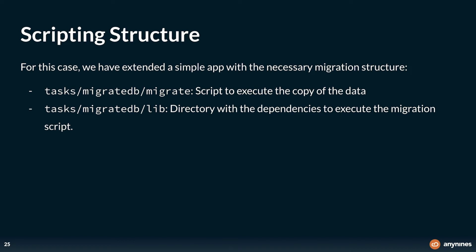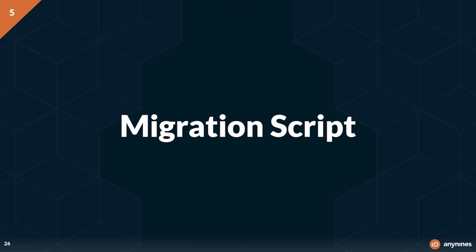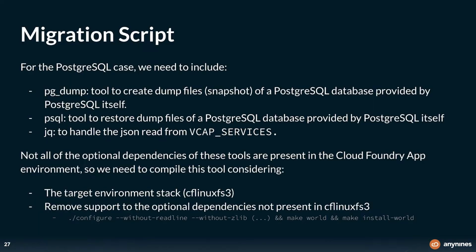For this example, we have simply added a script to migrate and a lib directory with the dependencies to our example app. But you don't need to modify the original app in any sense. Any app with the content can be bound to the source and destination service instances and execute the migration. So let's take a look at our migration script now.